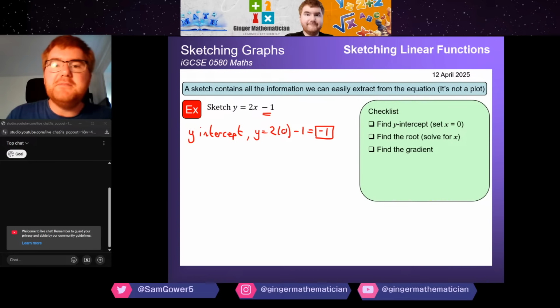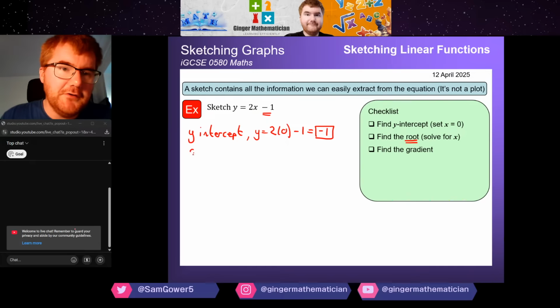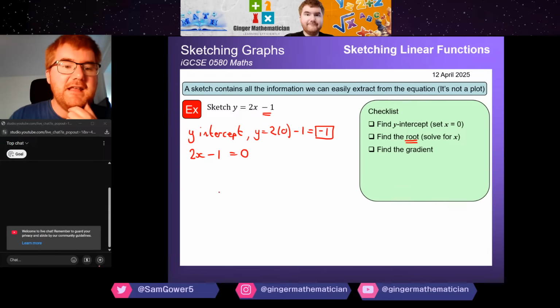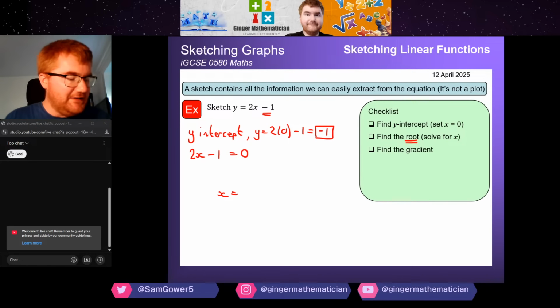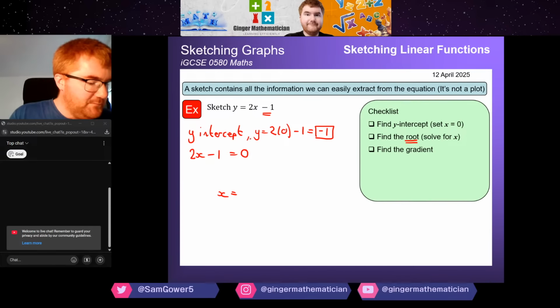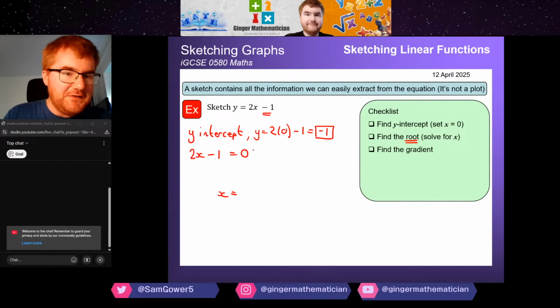Okay, we have a y-intercept here of minus 1. Now we want to find the root. Notice with a linear function, there's only one root, and we set the whole function to 0. So we do 2x minus 1 is equal to 0. Can anyone in the chat tell me then what x has to be here? See who's quick in the chat here. So 2x minus 1 is equal to 0. What does x have to be? Can anyone answer that straight away? Let's see if the chat is working here.